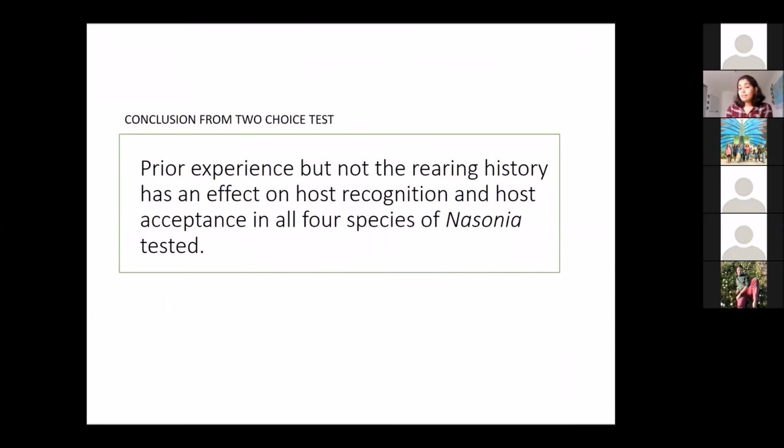This brings me to the second conclusion, that prior experience, but not the rearing history, has an effect on the 2 traits, host recognition and host acceptance, in all the 4 species of Nasonia tested.